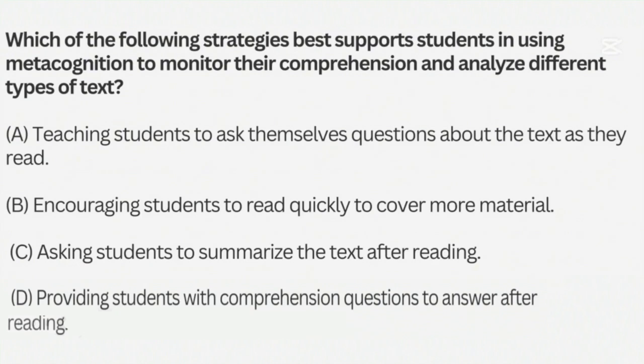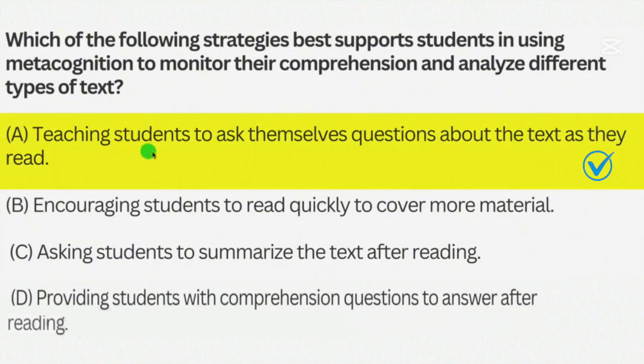Which of the following strategies best supports students in using metacognition to monitor their comprehension and analyze different types of text? Well, that key word to this question is going to be metacognition. And metacognition is a higher order of thinking skills. It enables us to understand our own cognitive process. So that's what you're looking for here. Where's a process that's going to help those students follow and understand and question their own process? And right there we have letter A, teaching students to ask themselves questions about the text as they read it.